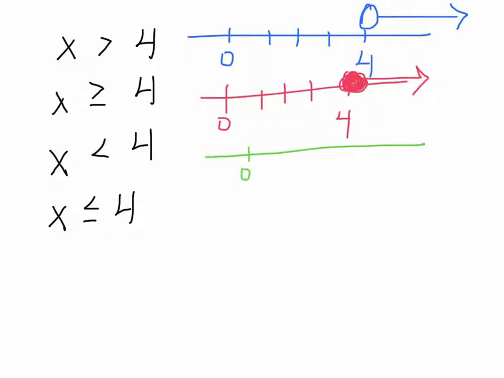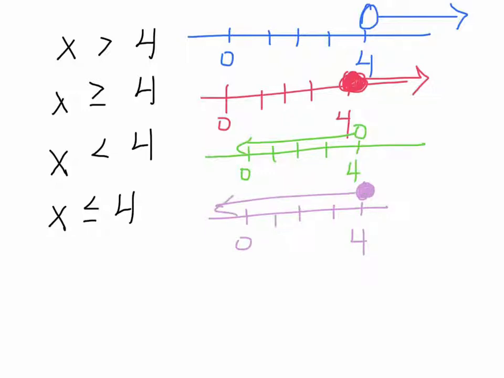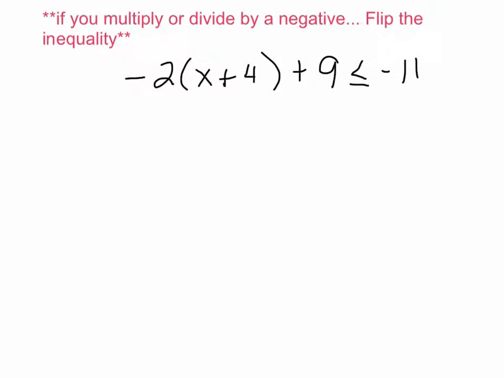So here's 0, 1, 2, 3, 4. I would graph it with an open circle and shade all of the numbers that are to the left of 4. Last problem, 1, 2, 3, 4. X is less than or equal to 4, so we're going to close it in, and then it goes in that direction. So we're going to go ahead and solve some of these problems.